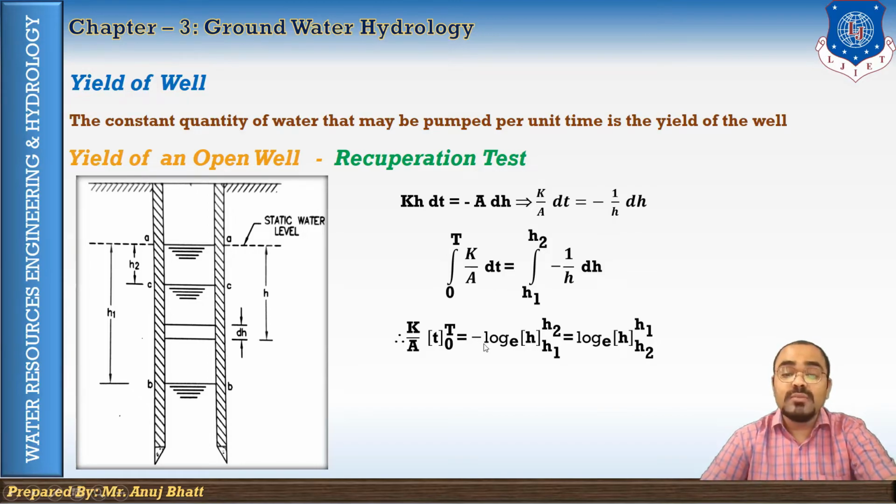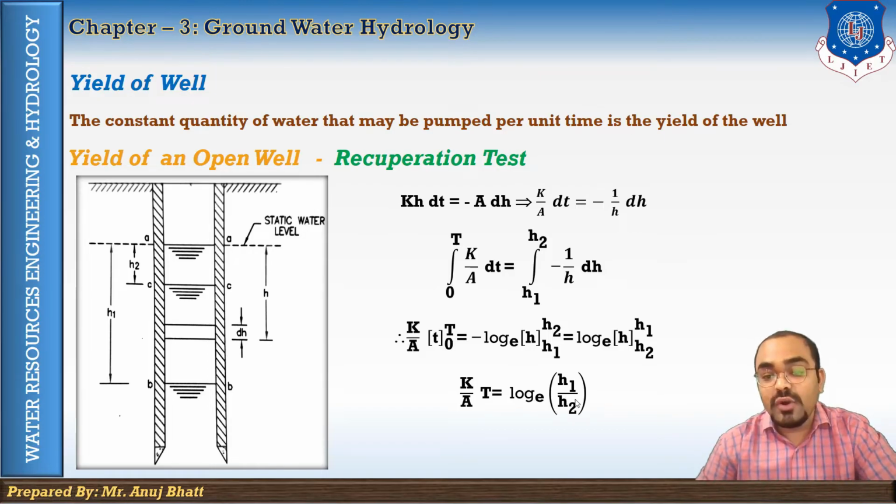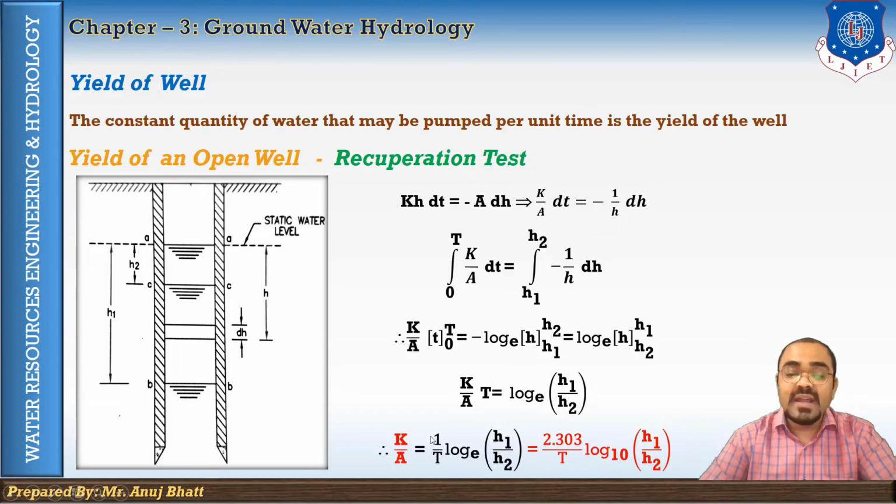Now if we want to remove this minus sign, we need to swap the limits. So log h1 upon h2. Now if we substitute the limits, K by A into t is equal to log e h1 upon h2. So here we got the value of K by A is equal to 1 upon t log e h1 by h2. Now if we convert this log e value to base 10, then K by A is equal to 2.303 by t log10 h1 by h2.